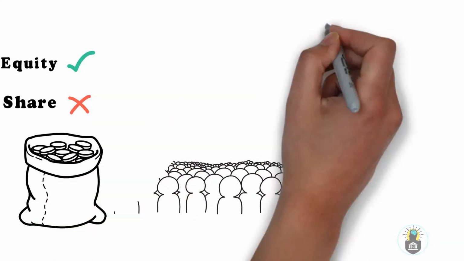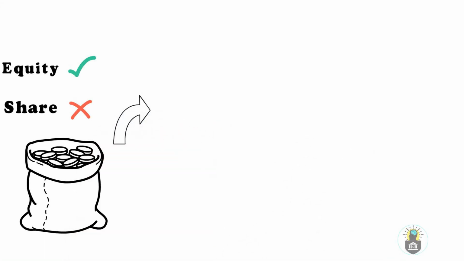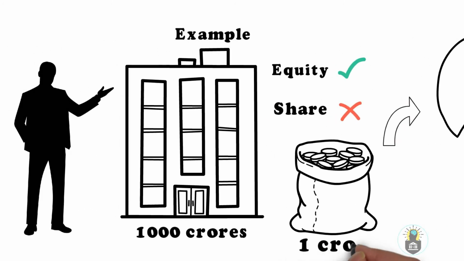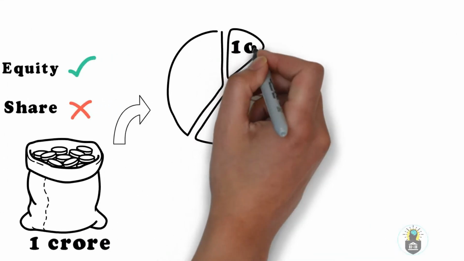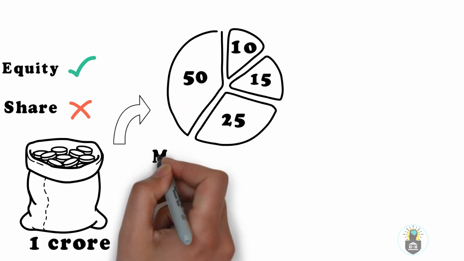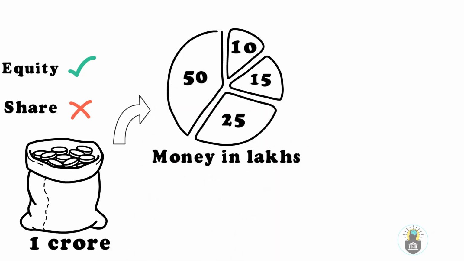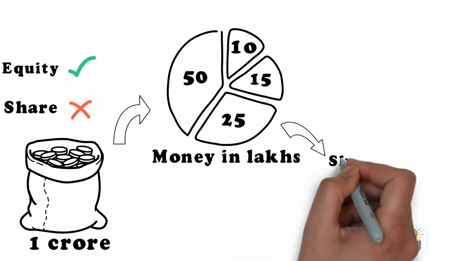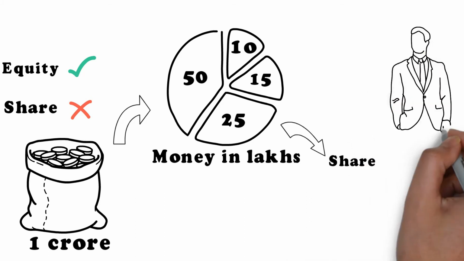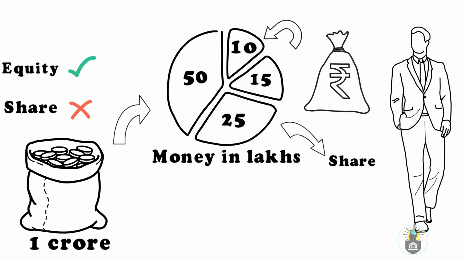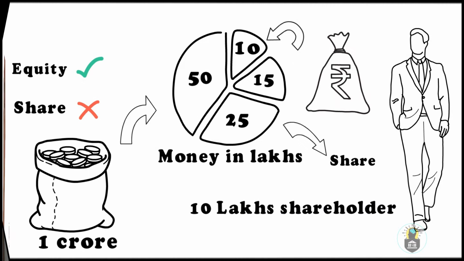Since a single person can't afford 1 crore rupees, I divide the fund into portions so that people can easily invest in my company. I need 1 crore, so I divide the money into 10 lakhs, 25 lakhs, 15 lakhs, and 50 lakhs so that based on the financial status of the company or individual, they can invest whichever portion they want to invest in. Therefore, each portion of my equity is called a share. If you invest 10 lakhs in my company, you become a shareholder of worth 10 lakhs in my company.